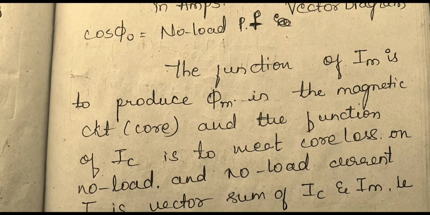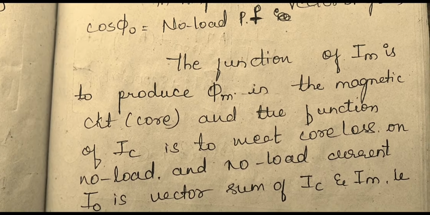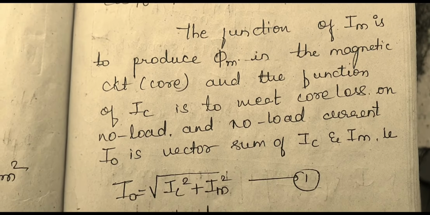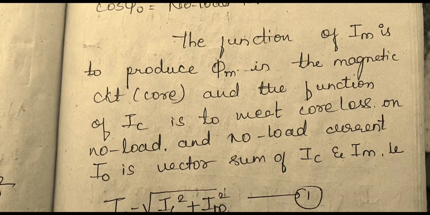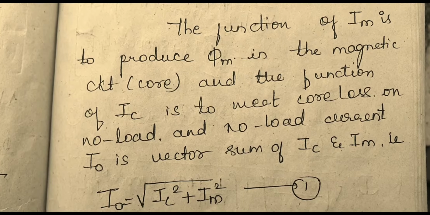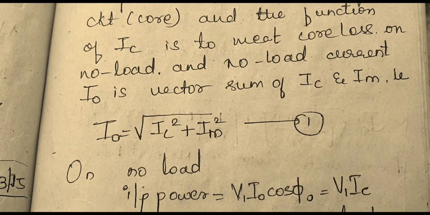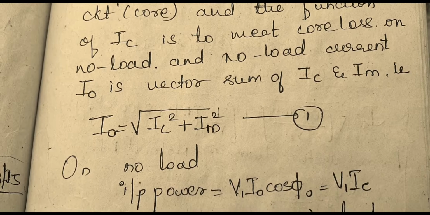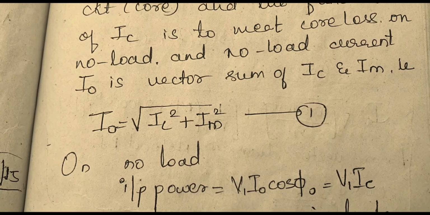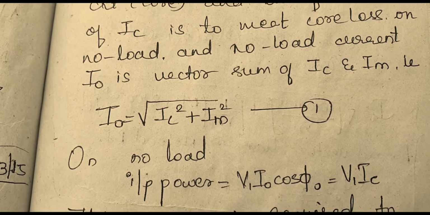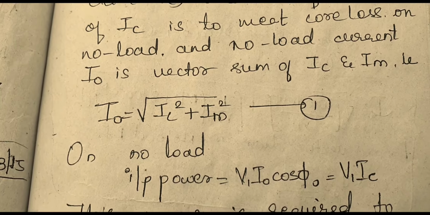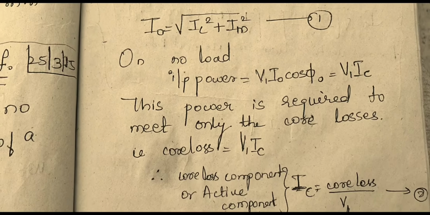The function of Im is to produce flux phi m in the magnetic circuit, and the function of Ic is to meet core loss on no load. The no load current I0 is the vector sum of Ic and Im, that is, I0 is equal to square root of Ic square plus Im square. Call this equation number 1.